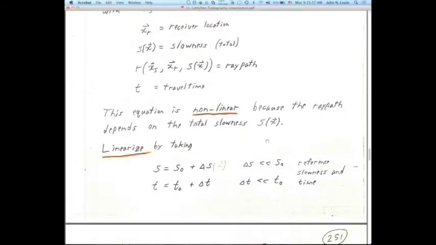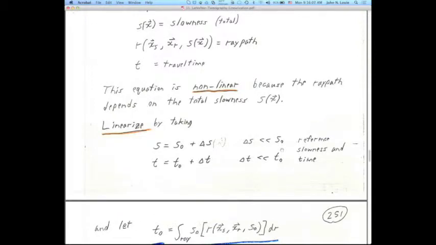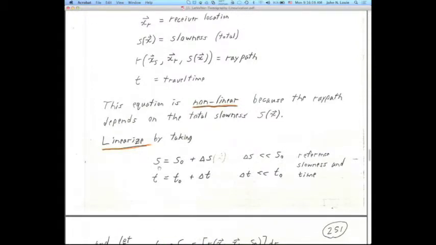So that equation is nonlinear because the ray path depends on the total slowness. So let's linearize it. Instead of just talking about the total slowness, we'll say there's a background slowness S naught plus delta S, a slowness perturbation. And delta S is much, much less than S naught. And you're going to ask, of course, how much less is much less? My hint is that it's not a thousandth, it's not 0.01% or anything like that.